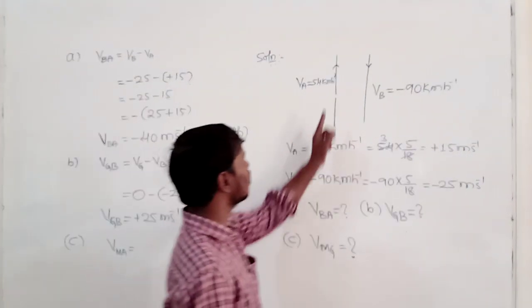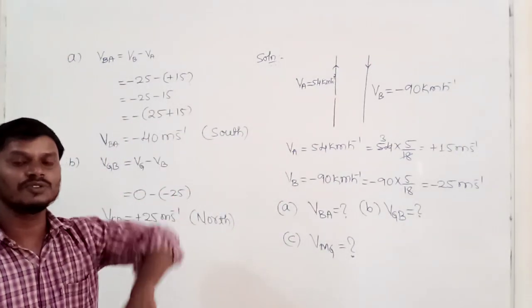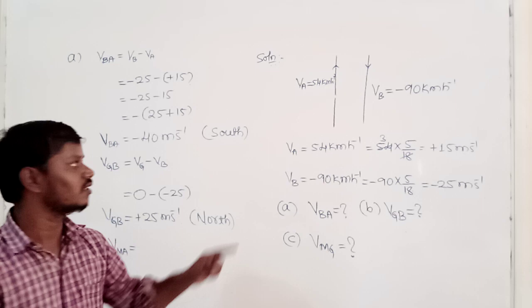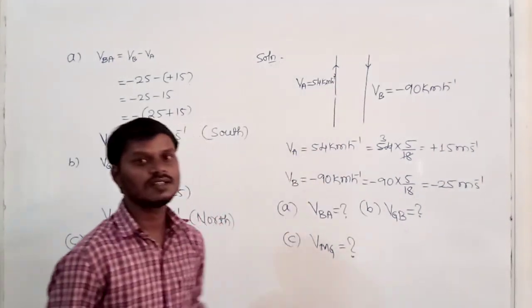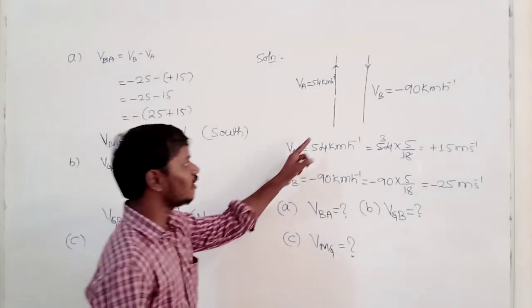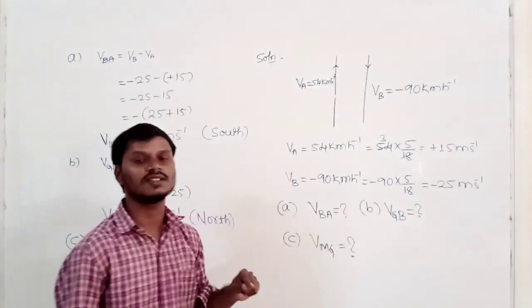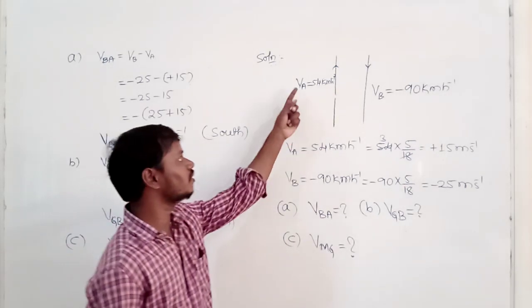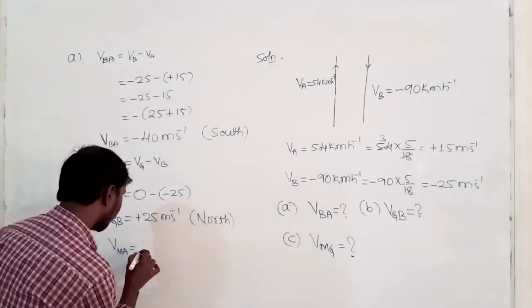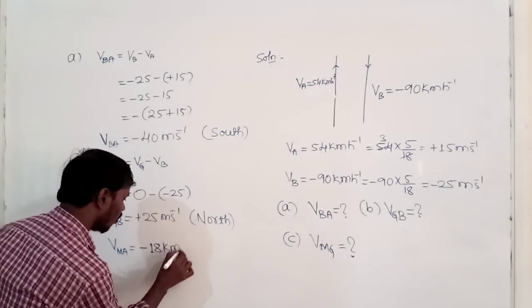So train A is moving in which direction? That is in north direction. But the monkey is moving in which direction? South direction. According to train A, the monkey is moving in which direction? South direction. Train A is going in the north direction, and the monkey is running in the opposite direction. Which direction is the monkey running with respect to train A? South direction. That is why I will write it as minus 18 km per hour.